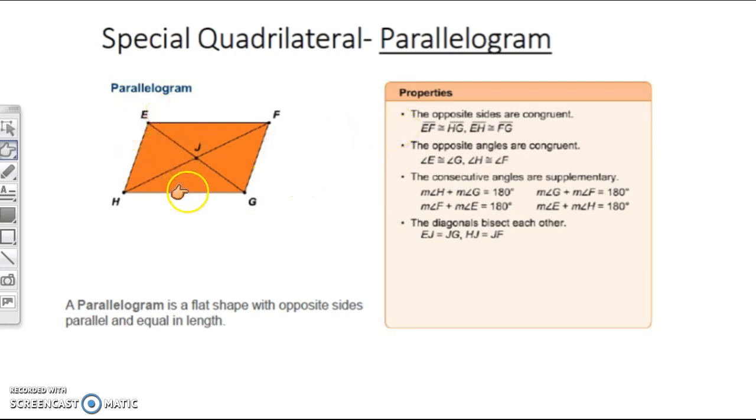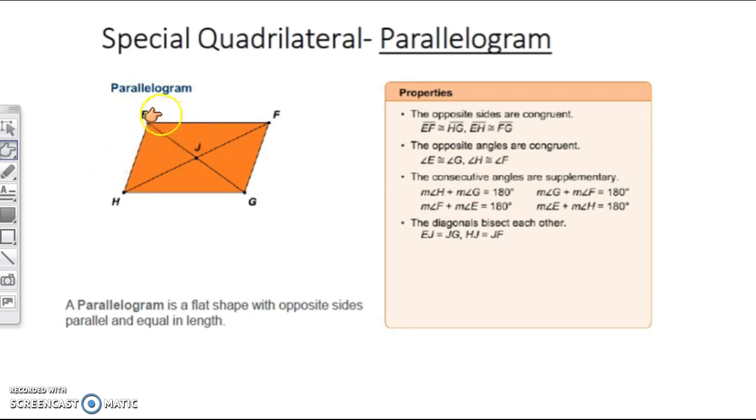So the opposite sides have to be parallel for it to be a parallelogram. The opposite sides have to be congruent. The opposite angles are congruent. So this angle up here is going to be congruent to that one, and this one's going to be congruent to that one. The consecutive angles are supplementary. So E and H would have to add up to 180.